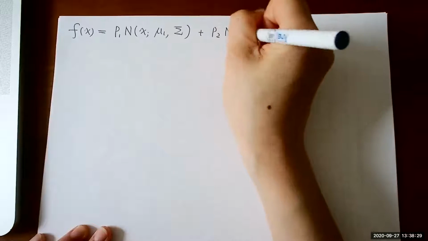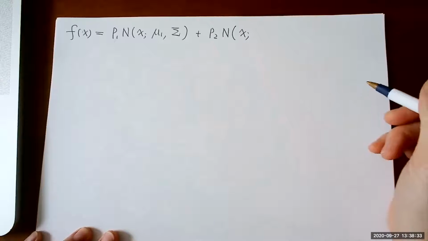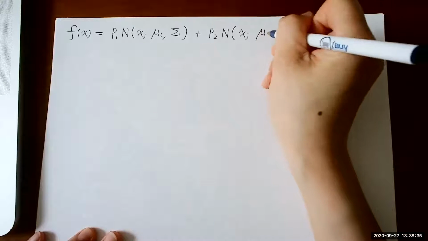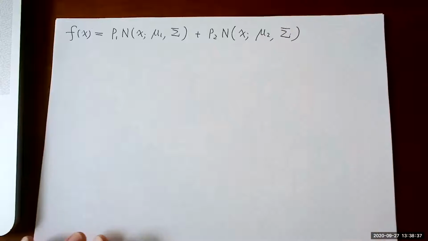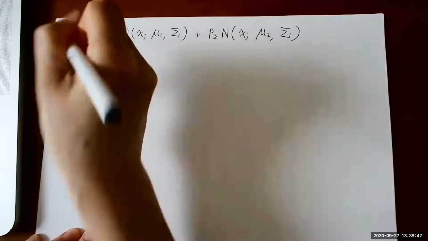And with probability P2, you're going to be from the second component, from a normal with mean mu2 and covariance matrix sigma. Now here, what are the parameters? So this actually, I put a subscript theta.